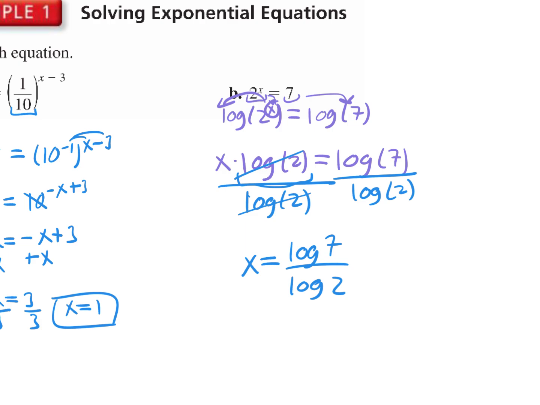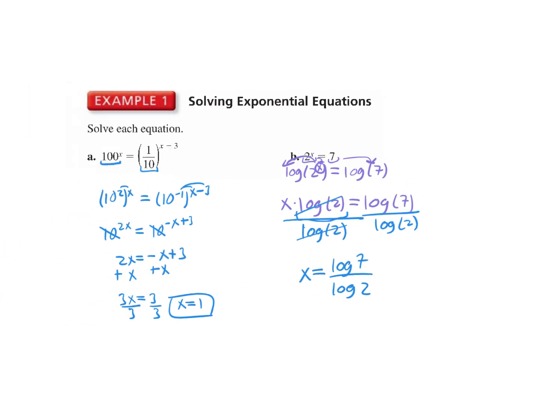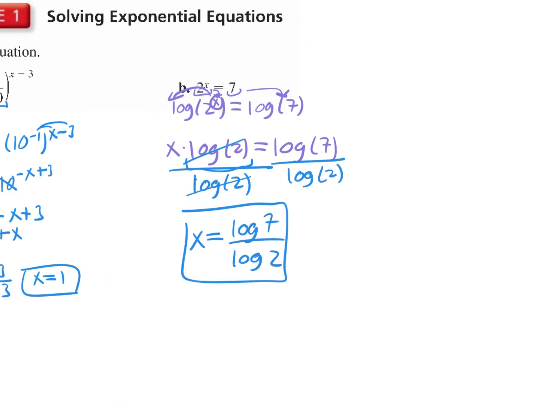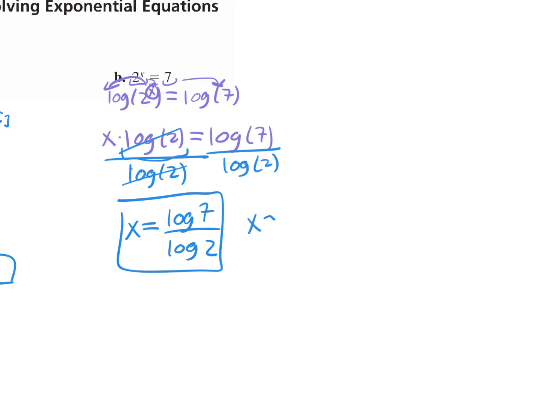Now, a lot of times we're going to ask you to rewrite it as a decimal rounded to some decimal places. We'll be a little more specific in the directions of how many decimal places we want you to round, right? So here we don't tell you to round. So this would be your exact answer, but your decimal approximation, if you put this in your calculator, is going to be about 2.807, rounded to 3 decimal places. All right, so this is your decimal approximation.